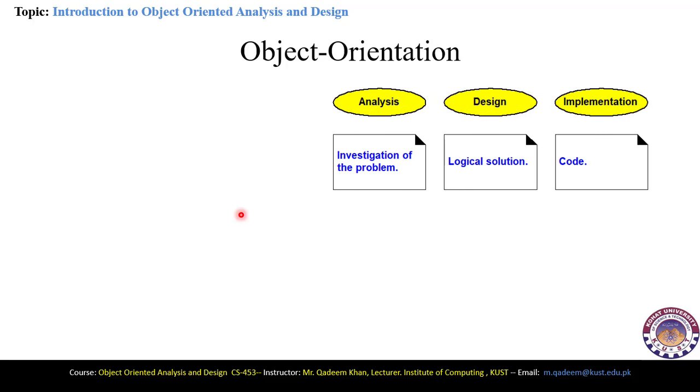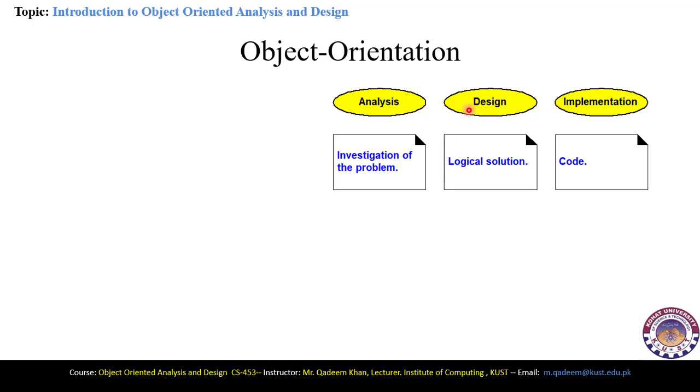In object orientation, we have three different steps. These three steps are used to perform the analysis, design, and implementation of the objects. These three steps form a big process of object orientation. First of all, we have to perform the analysis. By analysis, we mean the investigation of the problem. The investigation of the problem defines the big scope of the problem. For example, if we are going to develop a library management system, first of all, we will identify the problems.